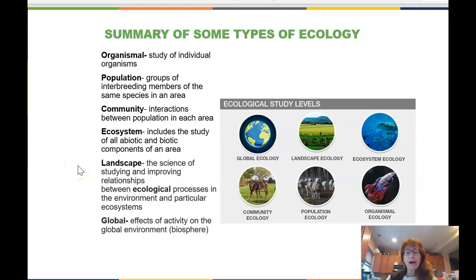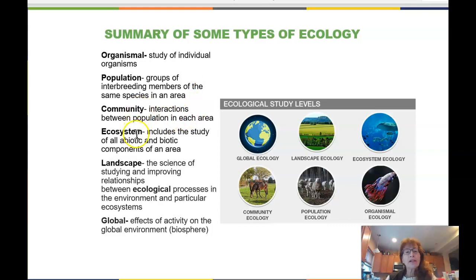we should have some concept of what ecology is, and we can look at ecology at various levels, right? We can look at the interactions between living organisms and their environment at the level of the organism itself, an individual, but more likely ecologists look at it at these other levels. So you can do population ecology, where you're looking at just a group of interbreeding members of the same species in that area.